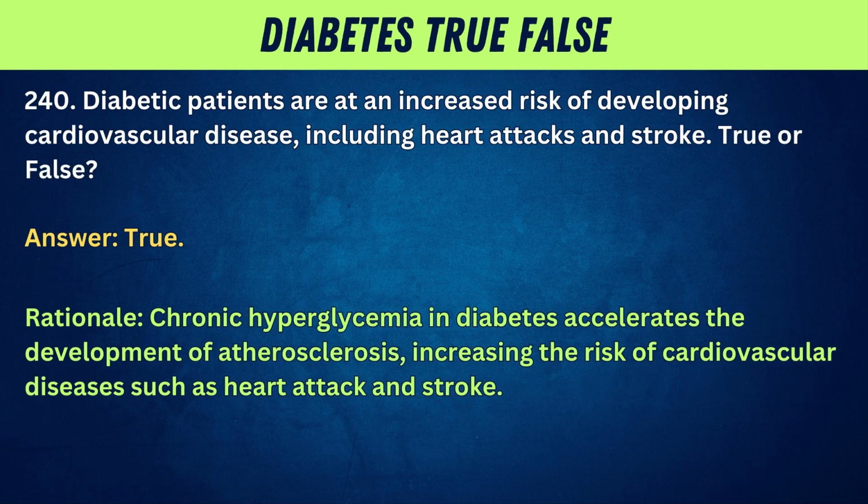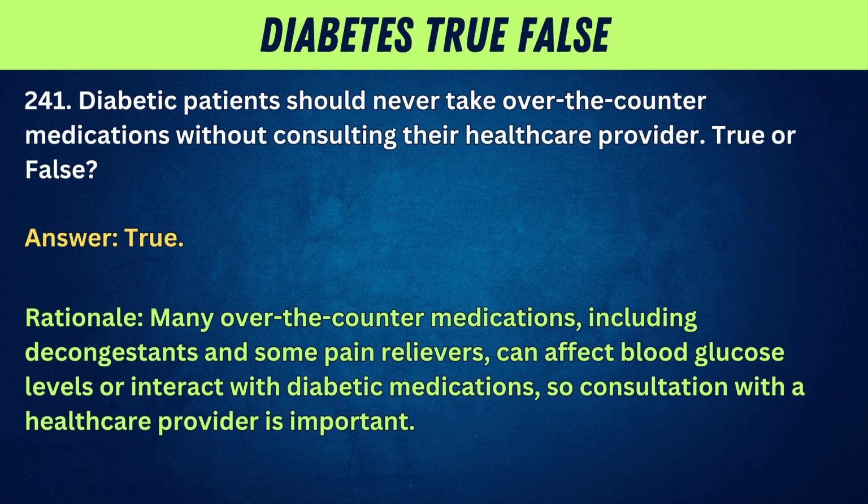240. Diabetic patients are at an increased risk of developing cardiovascular disease, including heart attacks and stroke. True or false? Answer: true. Rationale: chronic hyperglycemia in diabetes accelerates the development of atherosclerosis, increasing the risk of cardiovascular diseases such as heart attack and stroke.